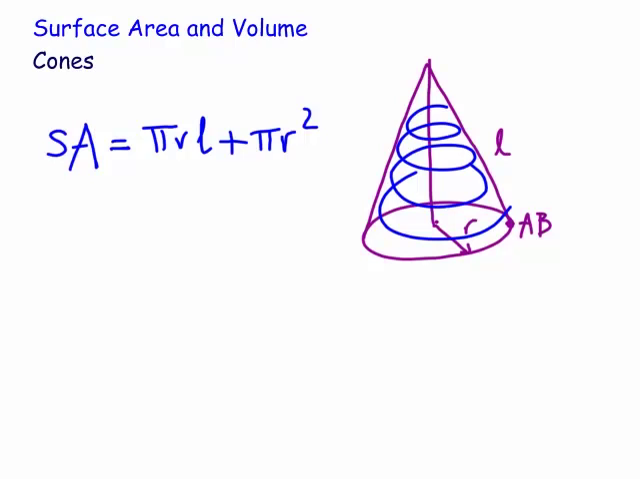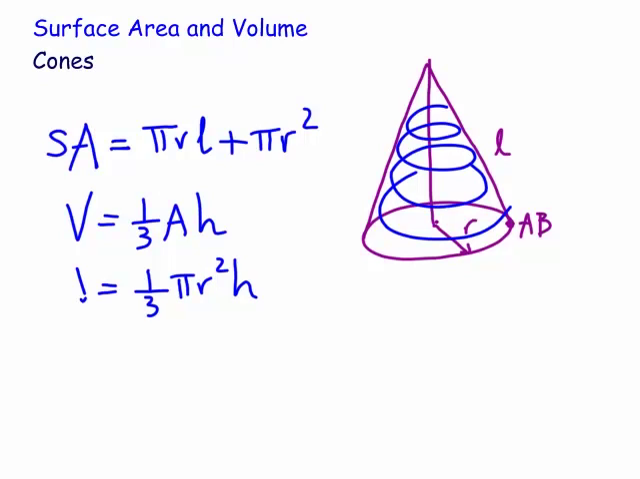So the volume is 1/3 the area of the base times the perpendicular height, which you can see here is 1/3 pi R squared height. So this is the formula for the volume of a cone, because it's actually a circular pyramid. Okay, so let's actually have a look at an example.